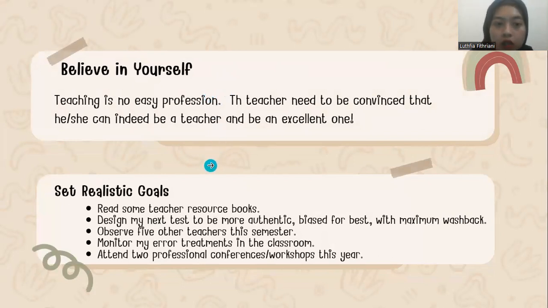The second is set realistic goals. There are some ways in setting realistic goals. Those are: read some teacher resource books, design the next task to be more authentic, bias for best with maximum respect, observe five other teachers, monitor the error treatments in the classroom, and attend professional conferences or workshops.